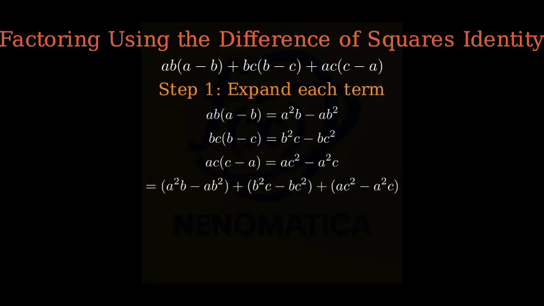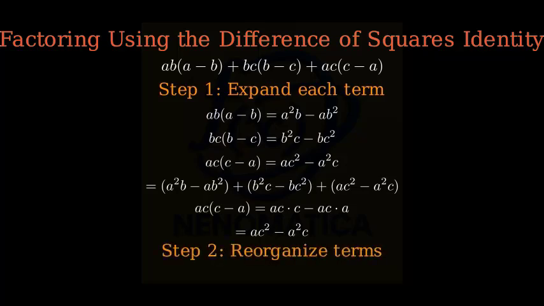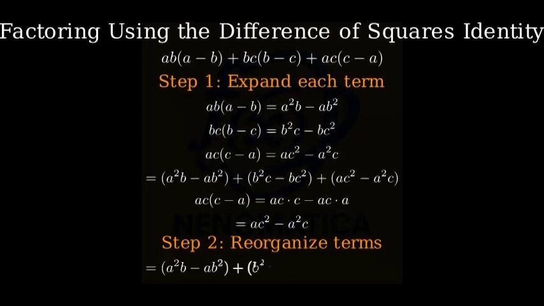We need to rearrange the third term to be consistent with our factorization approach. So let's rewrite the third term as ac times c minus a, which gives us acc minus aca. This gives us ac squared minus a squared c. Now we'll reorganize these terms to prepare for factoring. Let's rewrite our expanded expression to group the terms differently.